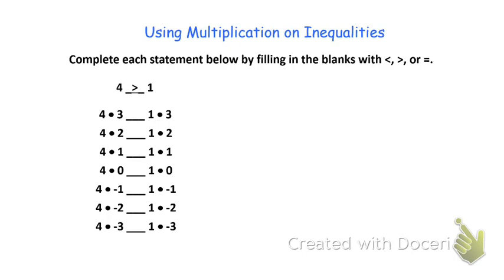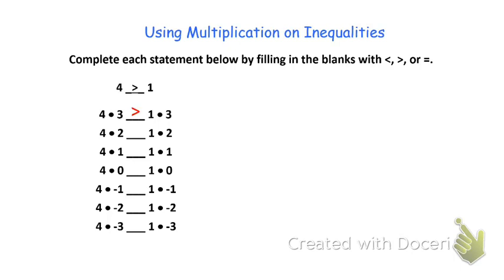I've got a problem that starts with 4 is greater than 1. 4 is a larger number than 1. Now what I'm going to do is some operations of multiplication, and I'm going to do it to both sides of my inequality, and I want to see what happens to the symbol. So to start with, we're going to take our 4 and 1, and we're going to multiply both sides by 3. 4 times 3 is 12, 1 times 3 is 3, and 12 is still greater than 3.